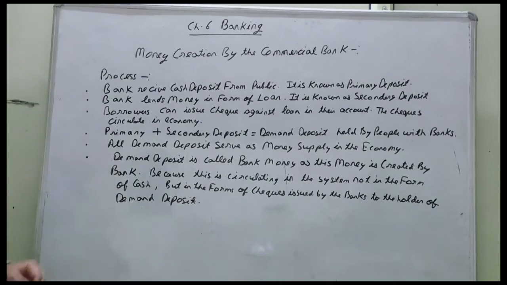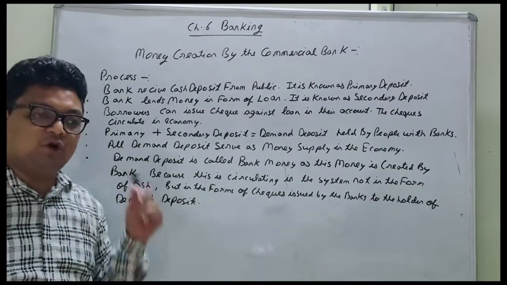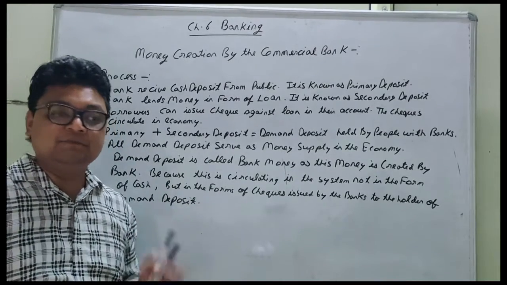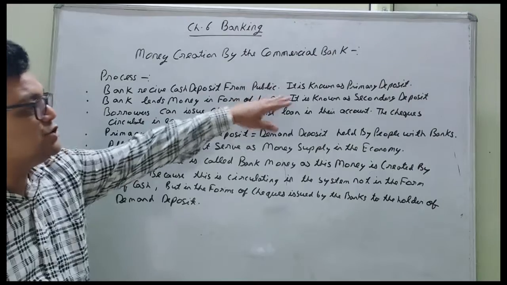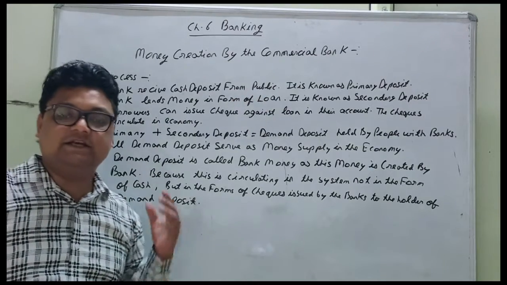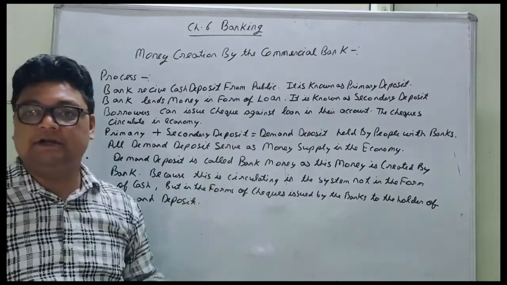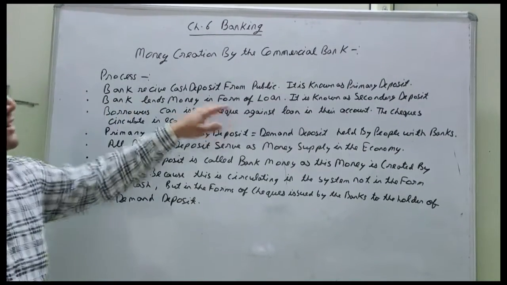First, the bank receives cash deposits from the public. As we all know, if we are talking about India, the public deposits their money in the bank. It is known as primary deposit. So the first way of getting money from the public is known as the primary deposit. Second, the bank lends money in the form of loans.